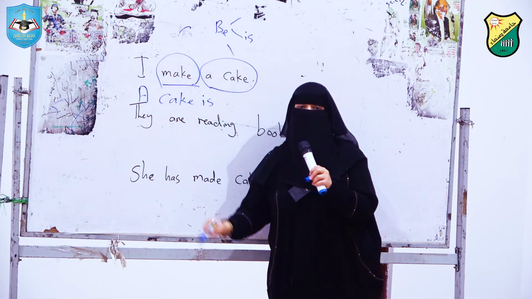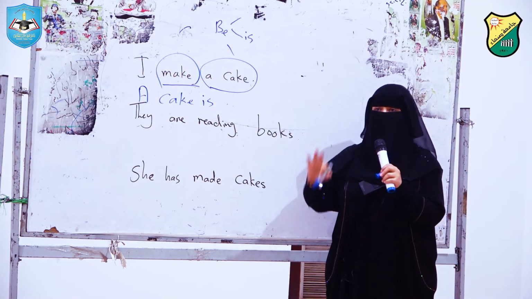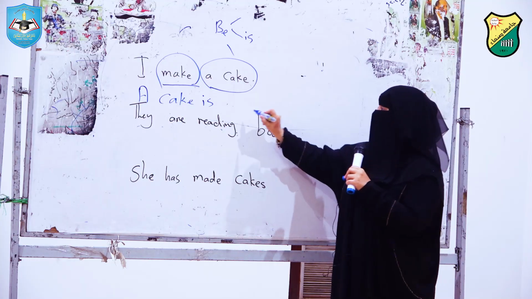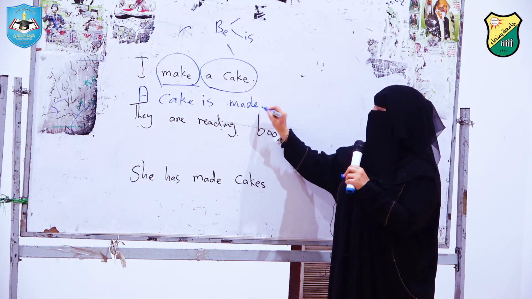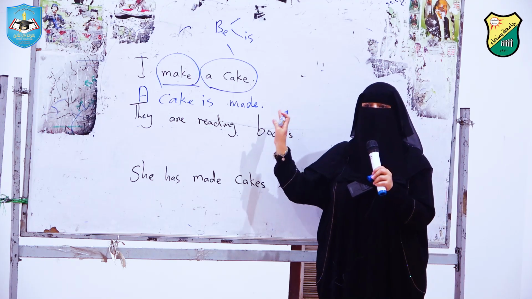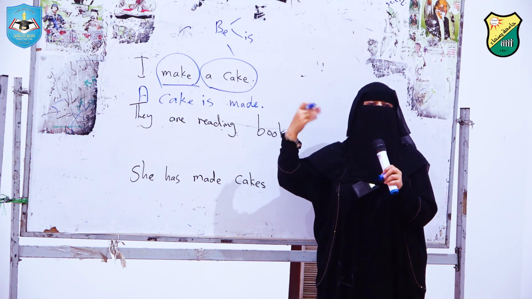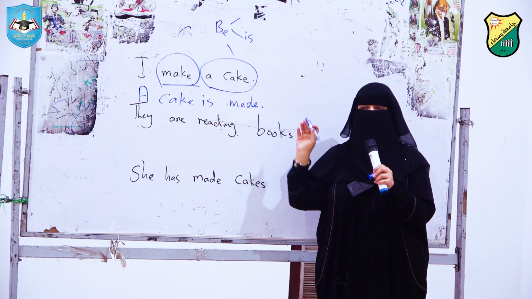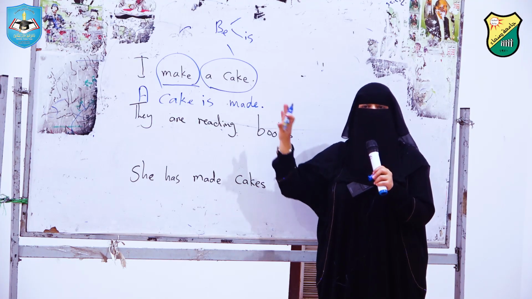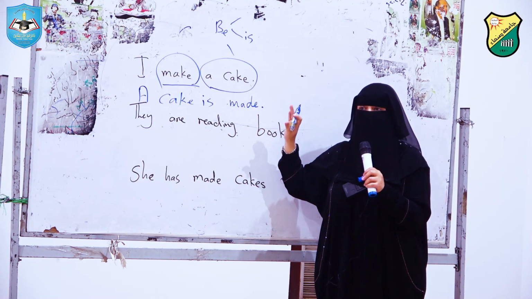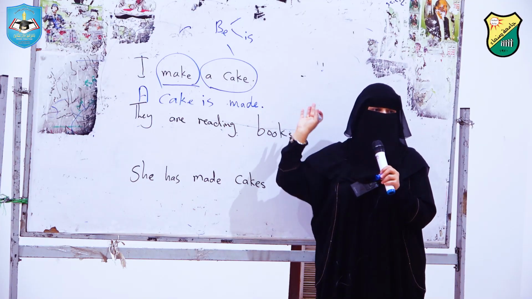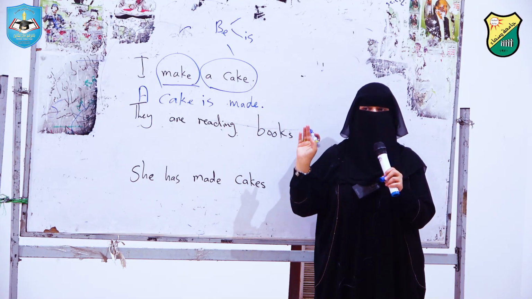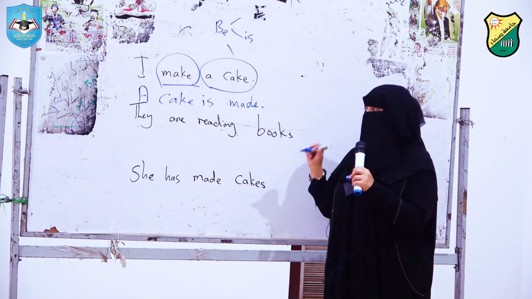Okay. This verb is going to be verb 3. This is a complete sentence. If I want to finish it by me, it's okay. If I don't, it's going to be enough till here. So, a cake is made. I don't care who did it. The action is done.